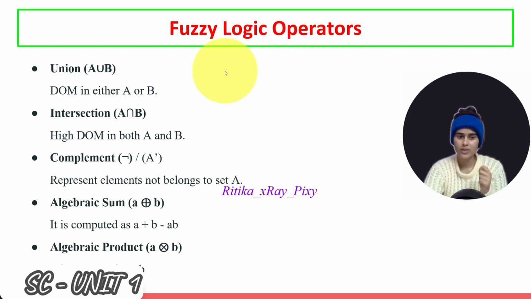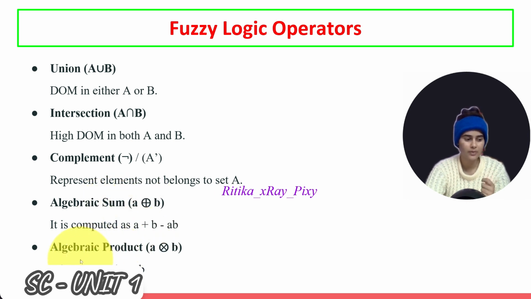Next we have different fuzzy operators: union, intersection, complement, algebraic sum, and algebraic product. First we have the union operator, denoted as the union of two fuzzy sets A and B, that is A union B. A union B represents the fuzzy set containing all elements having a higher degree of membership in either A or B. Next we have the intersection operator. It is denoted by A intersection B. This represents the fuzzy set containing all elements having a high degree of membership in both A and B.